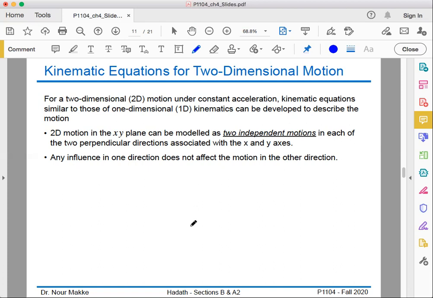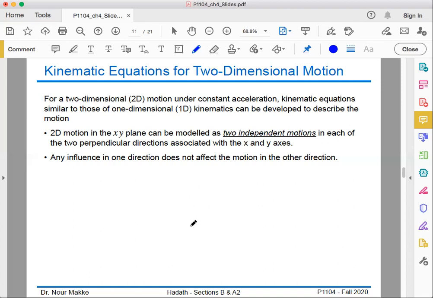So the strategy we can follow is the following. We can think of this motion as 2 independent motions, okay? Each one is happening in a given direction perpendicular to the other. The first one is happening on the x-axis, and the second one is happening on the y-axis, which is perpendicular to the x-axis. And actually, any influence in one direction does not affect the motion in the other direction. So in other words, these 2 motions are completely independent.